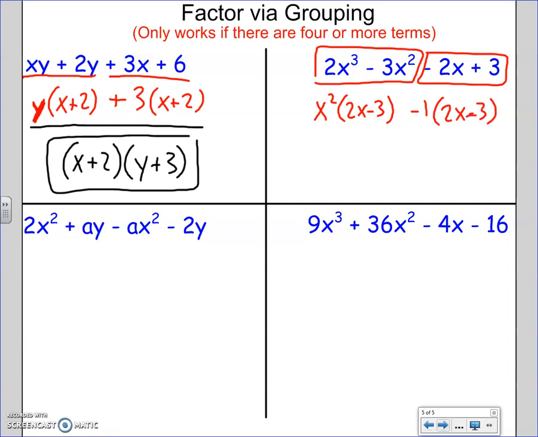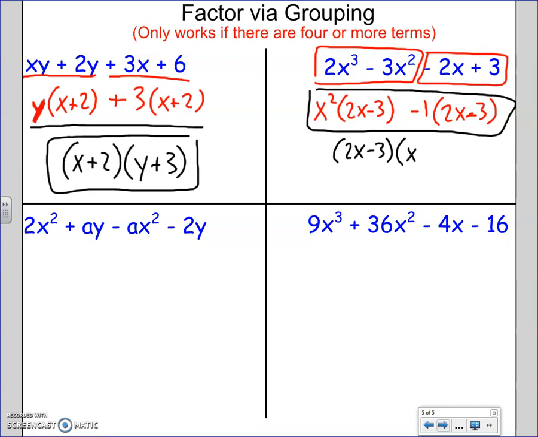Now the parentheses are matching. So I can say, here's my new group together. This is 2 terms. They both have something in common, that 2x minus 3, so I'll take that out. And whatever's left in front goes in another parentheses, x squared minus 1.